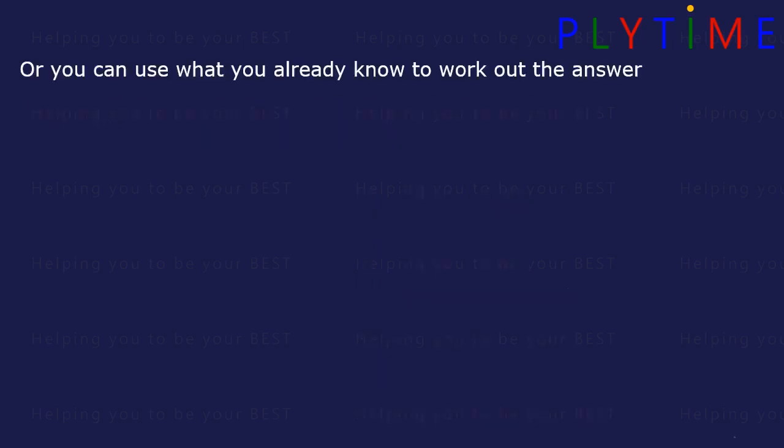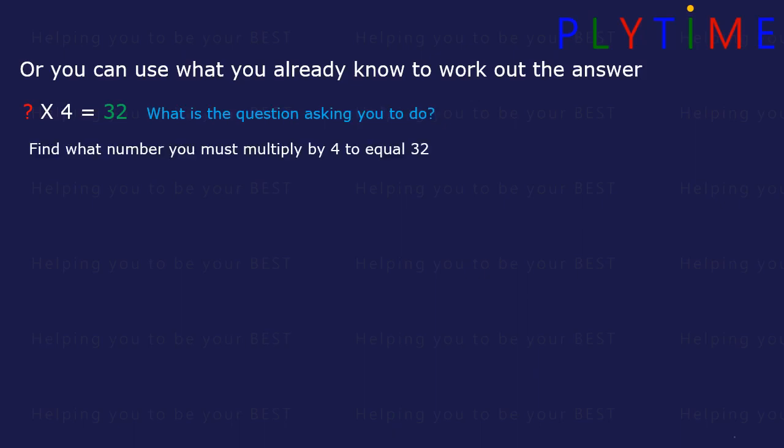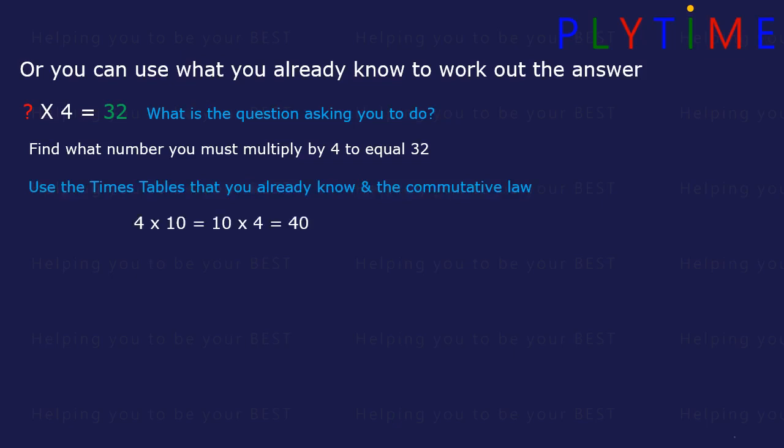Or you can use what you already know to work out the answer. Something times 4 equals 32. What's the question asking you to do? Find what number you must multiply by 4 to equal 32. You can use your times tables that you already know and the commutative law. So we know 4 times 10 is the same as 10 times 4, which is the same as 40. Now to get to 32, we need to subtract 8. 40 minus 8 is 32, and 8 is the same as 2 times 4, or 4 times 2.